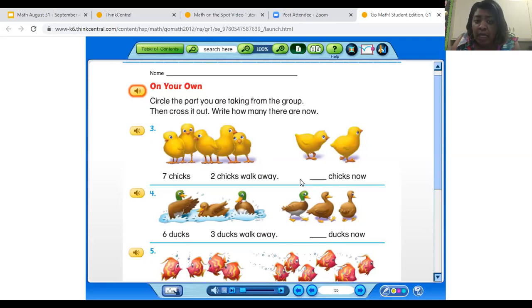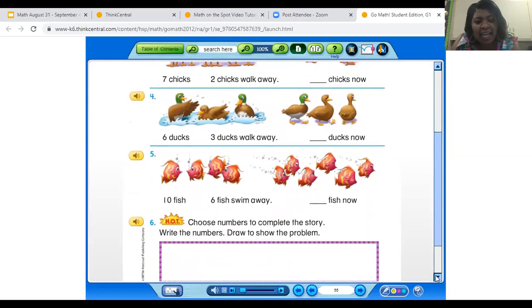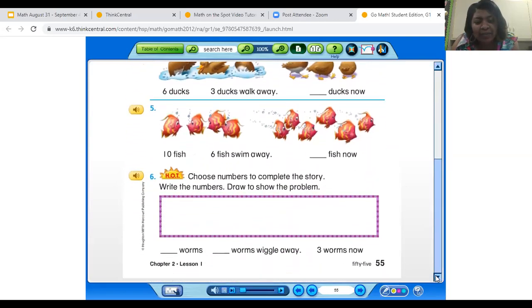So remember, the ones that we are taking away from the group, we're going to cross them out because they're no longer a part of the group. So you're going to complete that for number 3, 4, 5. And let's look at number 6. Number 6 is a hot problem. We're going to write the numbers and then draw it. So let's go over that one together.